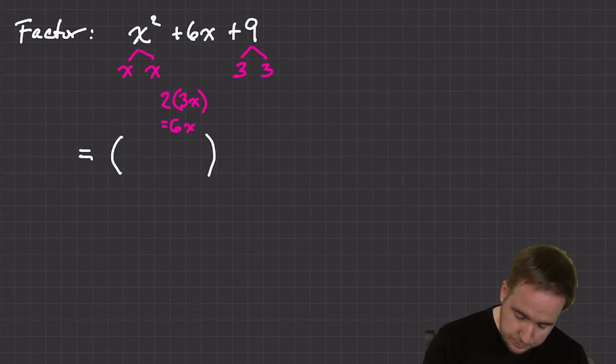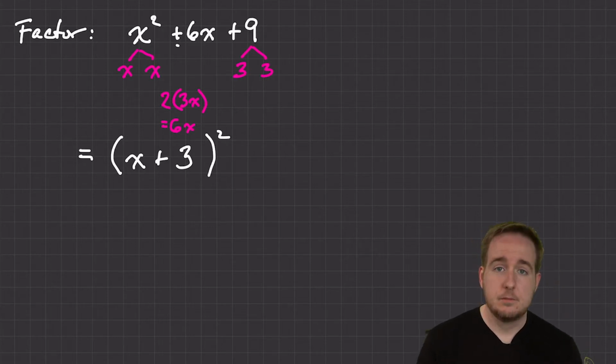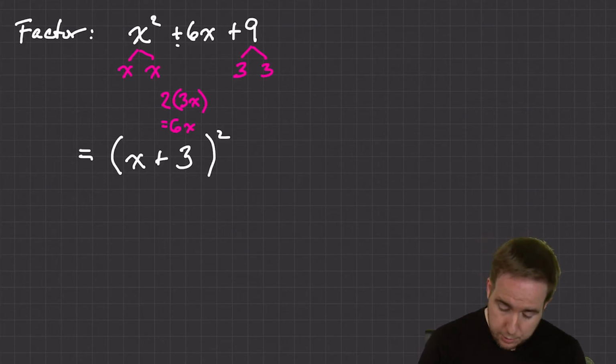This is (x + 3) squared. And that's it. Now, I could have solved this, or sorry, not solved it, I could have factored this the other way.